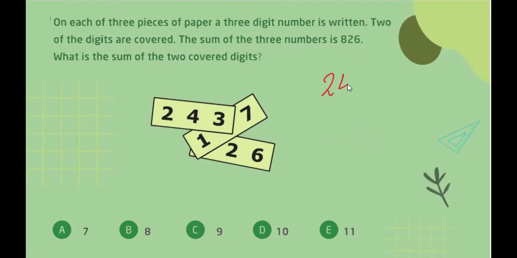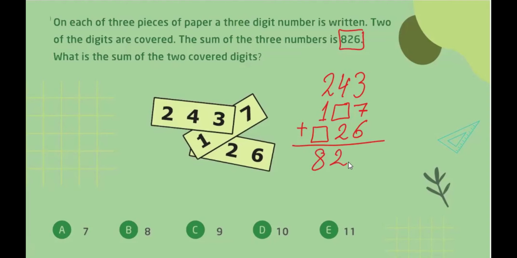So let's start with the first number, 243. And let's write here 1 and here an empty square, because we don't know what the digit is here. So let's write here 7. And this is an empty square again and 2, 6. And then the sum of it, as it said here, is 826.